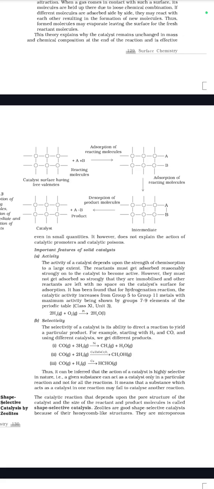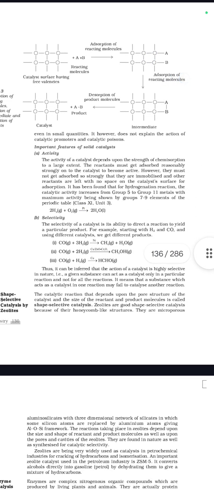Important features of solid catalysts. Activity. The activity of a catalyst depends upon the strength of adsorption to a large extent. The reactants must be adsorbed reasonably strongly on the catalyst to become active. However, they must not get adsorbed so strongly that they are immobilized and the other reactants are left with no space on the catalyst surface for adsorption. It has been found that for hydrogenation reactions, the catalytic activity increases from group 5 to group 11 metals, with the maximum activity being shown by group 7 to 9 elements on the periodic table.